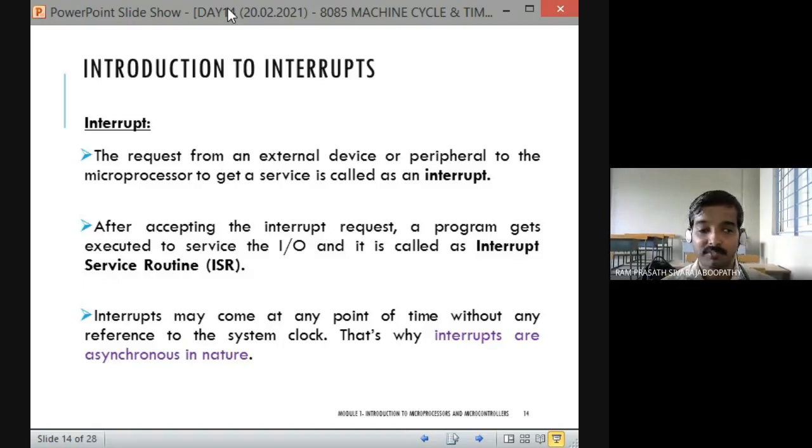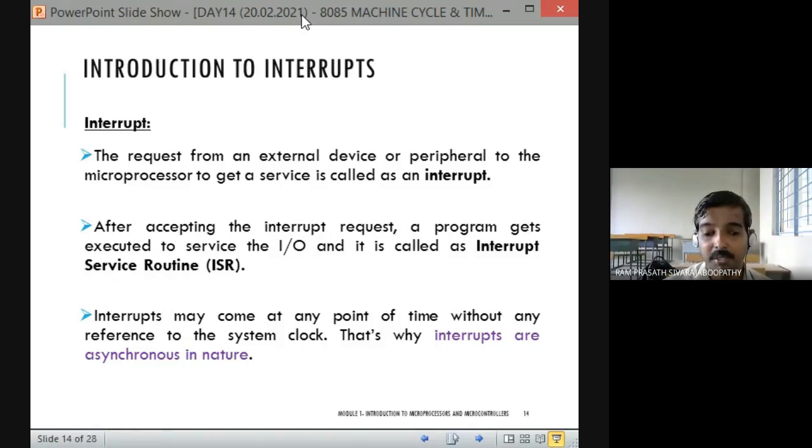What do we say about ALE? It must go high in the first T state of any machine cycle. That is synchronous. What about this signal? It is asynchronous. We don't know when it will come, it comes suddenly. Correct? Fine. Are you able to understand? Yes or no? Is it clear? Yes, fine. So interrupt is an asynchronous signal, which is a request signal from an IO device to the CPU. Once the CPU recognizes the particular interrupt, it will execute a program called interrupt service routine.